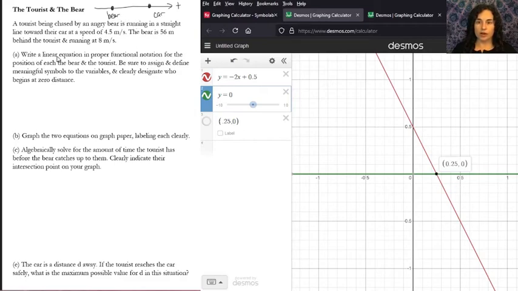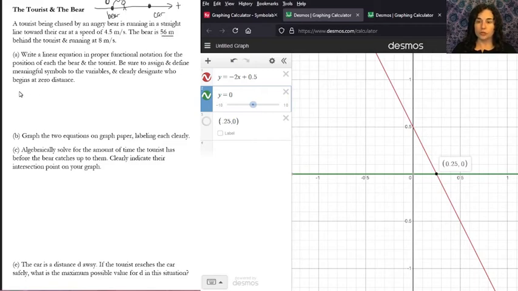It says, write a linear equation in proper function notation for the position of each of the bear and the tourist. Be sure to assign and define meaningful symbols to the variables and clearly designate who begins at 0 distance. So I'm going to let the bear begin at 0 distance. I'm going to let this be the origin. So that means that the tourist is here. Here's the tourist. And the tourist is 56 meters ahead of the bear, okay?